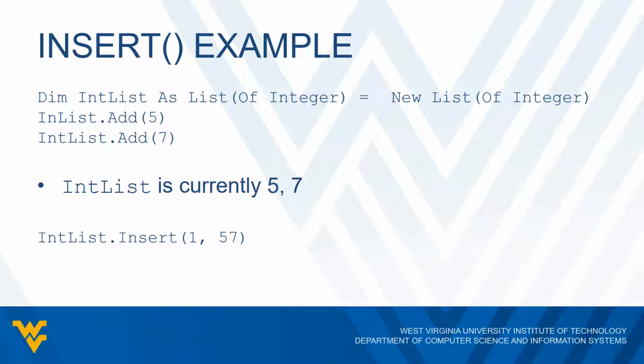Now let's suppose we were to call the insert method. So just like before, we'd have the name of the list, a dot, and then the method. So we have int list dot insert, and then we have 1 as the first parameter and 57 as the second parameter, or I guess I should say argument. What this means is we're going to add 57 at index 1. But we see that there's already 7 at index 1. So what will happen is the 7 gets moved over to index 2, and then we would put 57 at index 1. This means our list is now going to be 5, 57, and then 7.